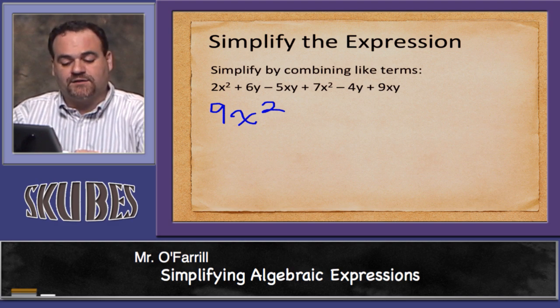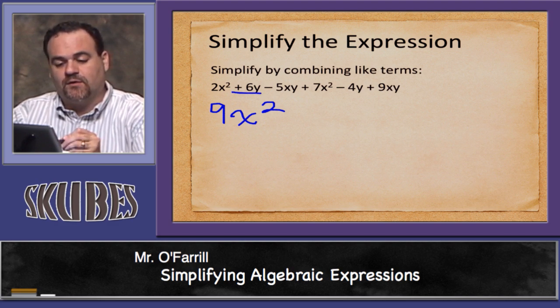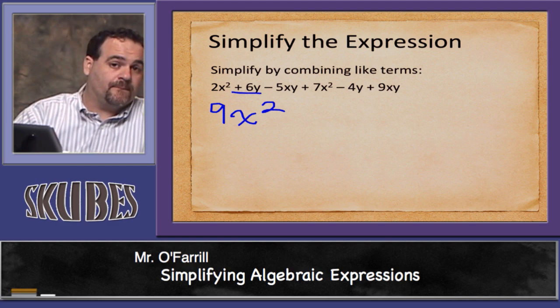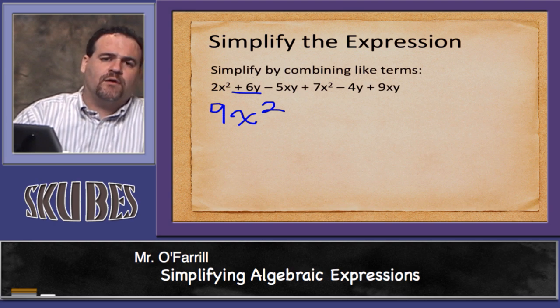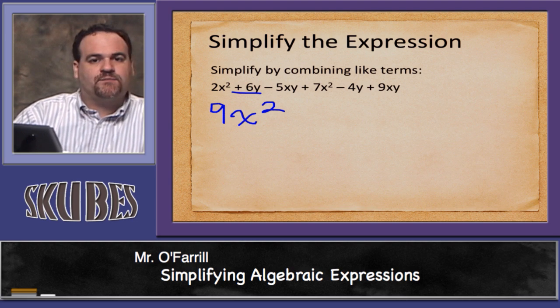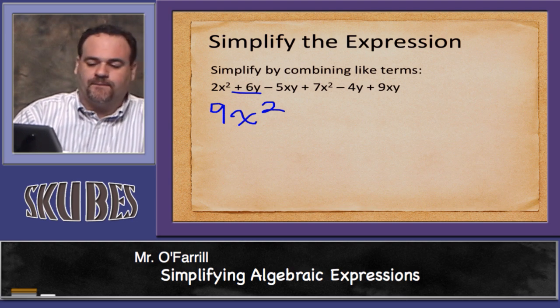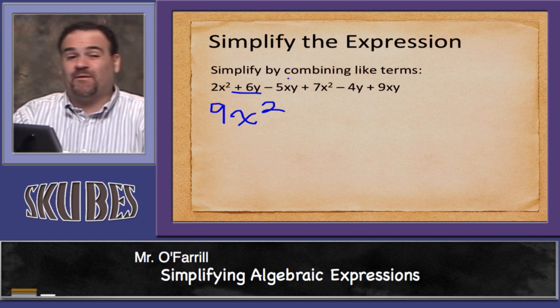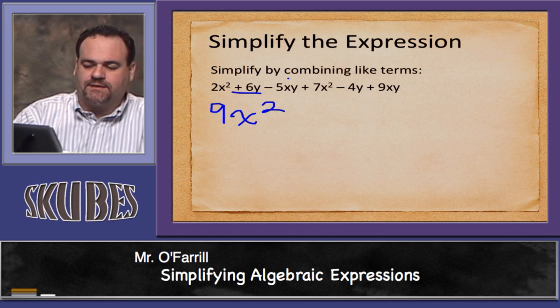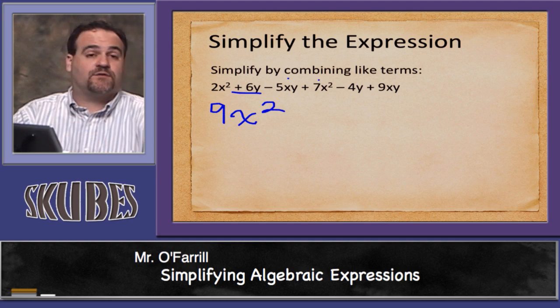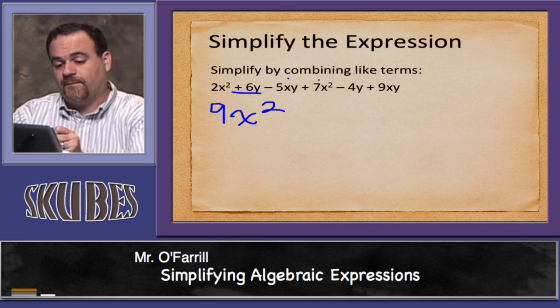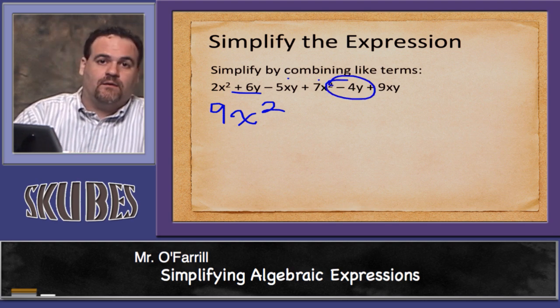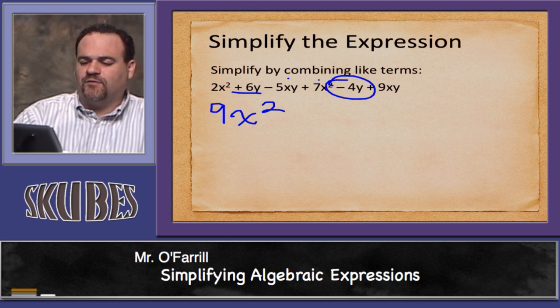Let's move on to the next term. 6y. So what we're looking for is something that ends with y. No other letters, no other exponents, just the letter y. That one has a y, but it also has an x. That doesn't work. We already did this one. We don't even need to look at it anymore. There it is. Negative 4y.